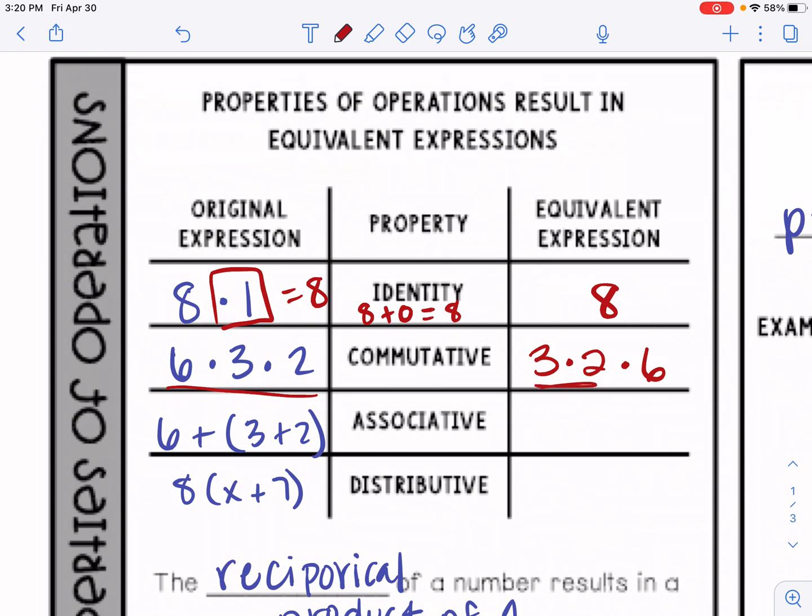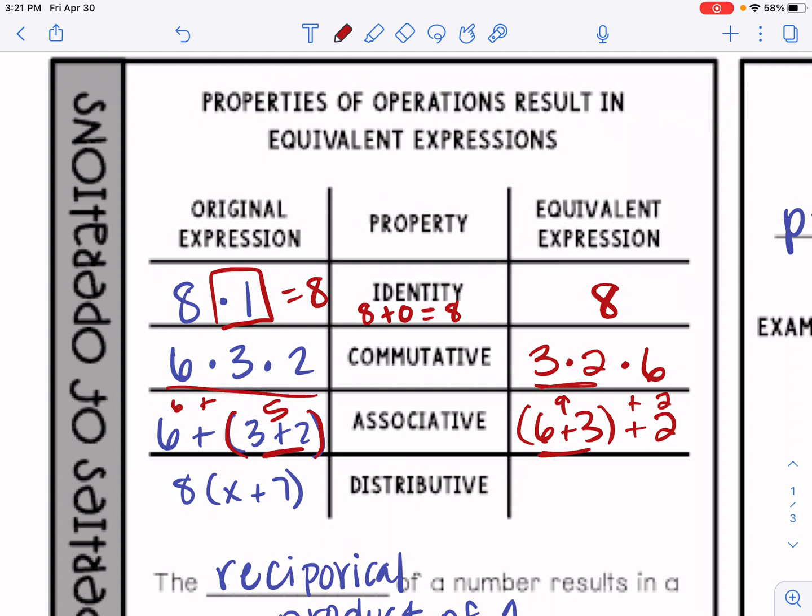Okay? All right, the associative property, that means I can change up the grouping in my numbers. So here we have 3 plus 2 in a group. If I change that up, if I wanted to do 6 plus 3 in a group and add 2, I could do that. I would get the same answer. Over here, according to GEMDAS, I would do this first. I would get 5. 6 plus 5 would give me the same answer as 6 plus 3, which is 9, plus 2, I'd get the same answer.